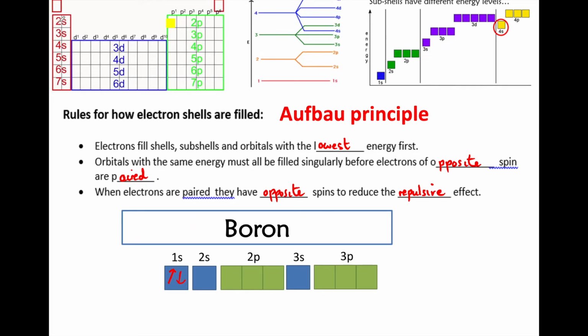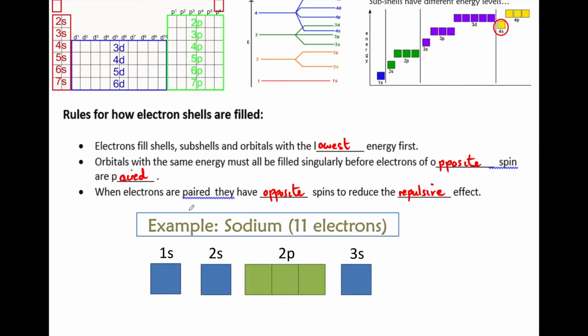It's then going to have the S shell of your second shell full, and then we fill up this and it's only got one more electron left, so that is it. Now we can write that as 1s2, 2s2 and 2p1. So let's do another example.